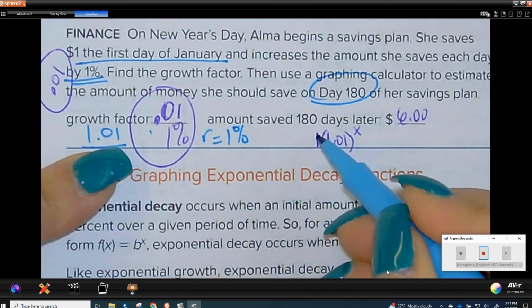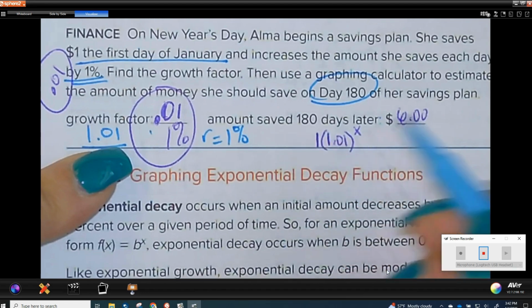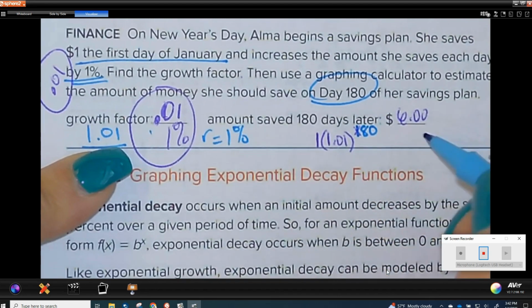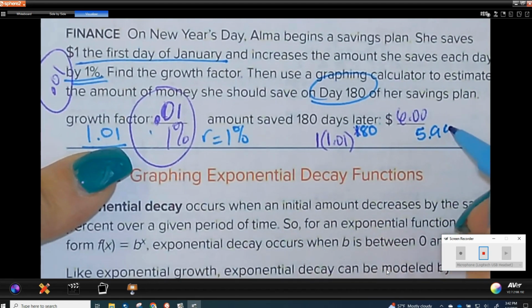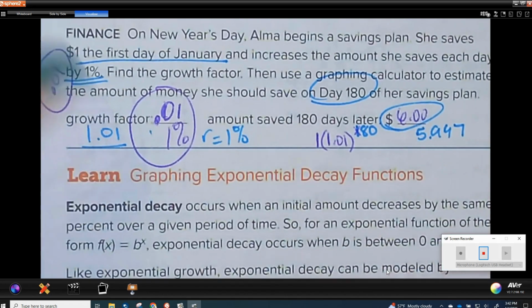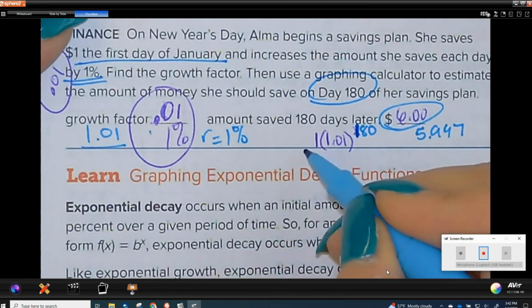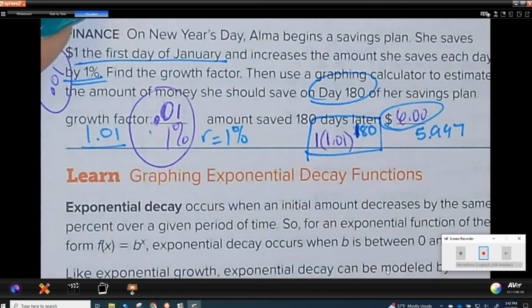We're starting with $1, but that really doesn't change anything because multiplying by 1 no matter what it is, and then put 180 in the calculator, and I think you get 0.5997 or something like that, which is $6 after 180 days, which is 6 months. So know how to put this in the calculator.